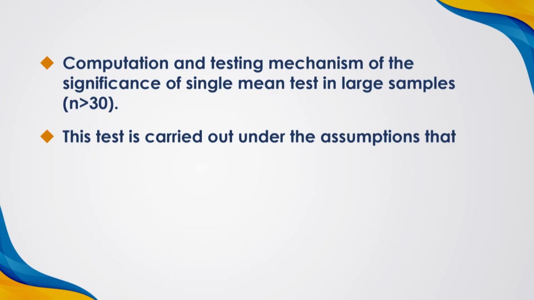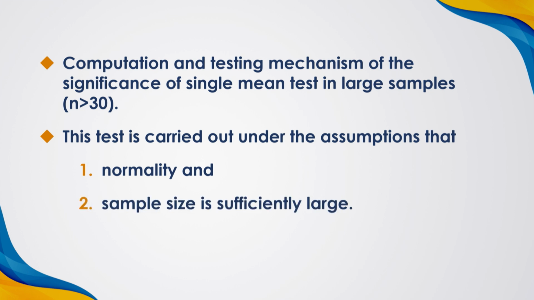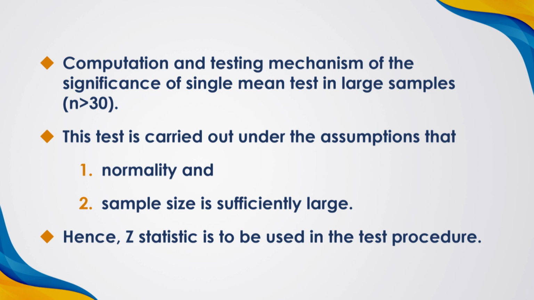Students, let us continue the lesson on hypothesis testing about a single mean and calculation. In this video, the computation and testing mechanism of the significance of the sample mean in the large sample test will be discussed. First of all, the sample size must be greater than 30. The second one, this test is carried out under the assumption of, number 1, normality, and number 2, the sample size is sufficiently large, that is n is greater than 30. In this case, the Z statistic is to be used in the test procedure.